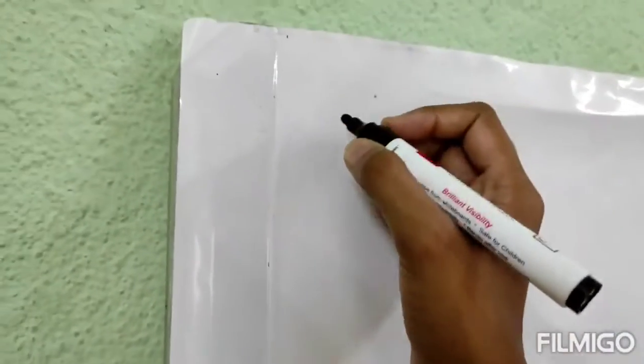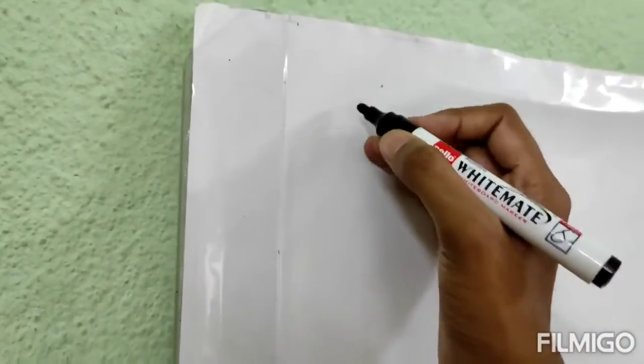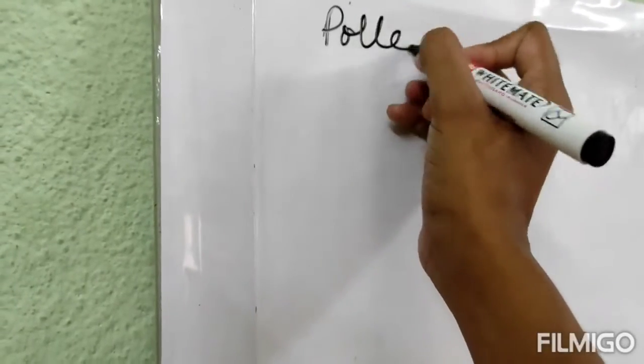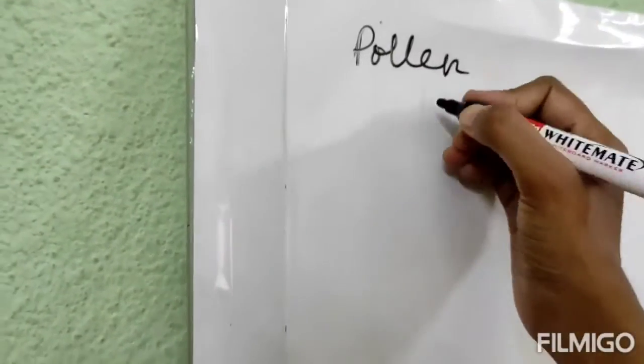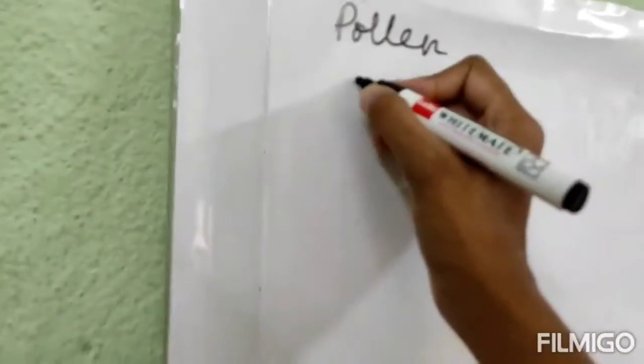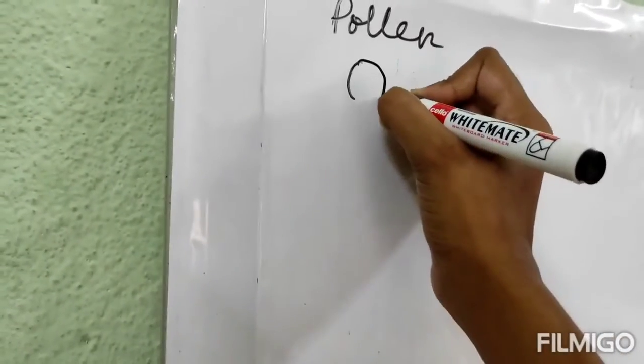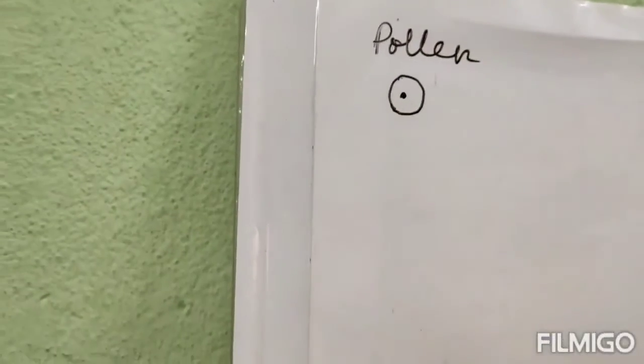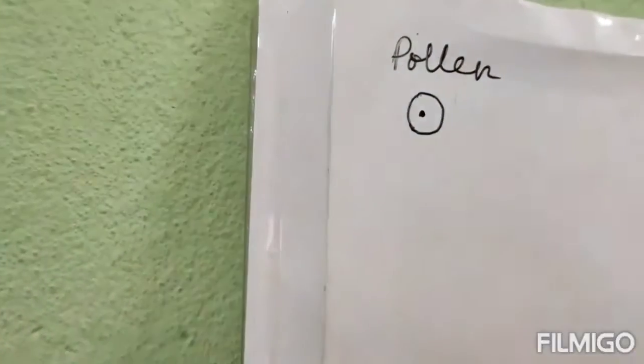But before seeing the fertilization, we will first see the male and the female gametes and their development. At first we will see the male gamete. What is the male gamete in case of flowers? We know that it is pollen, or pollen grains. What does this pollen look like? It is a small circular structure, right? This is the pollen.